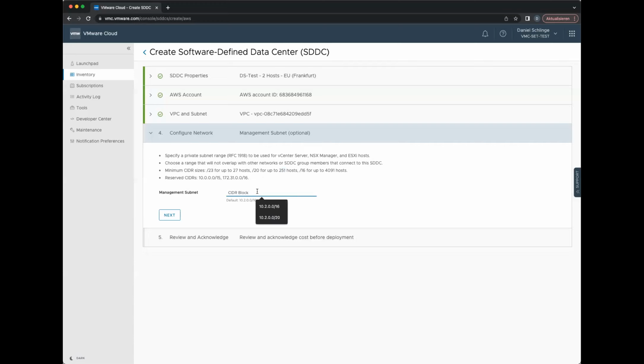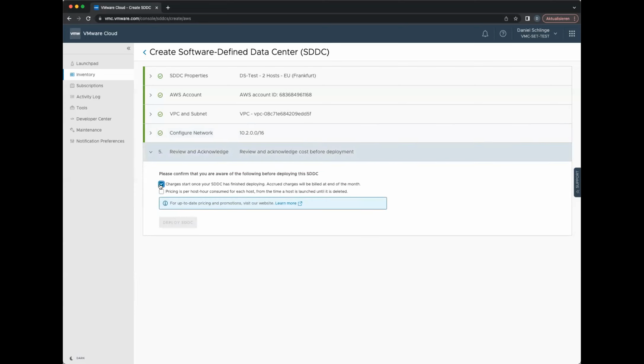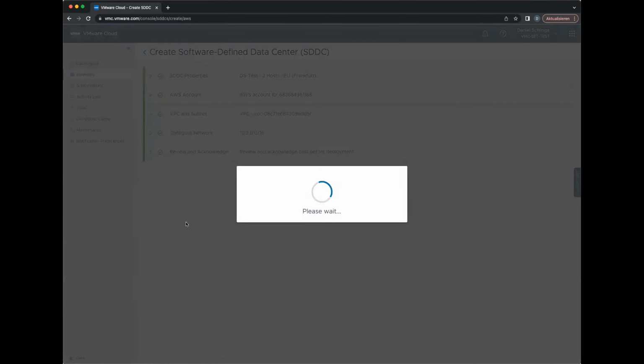So please take care that if you want to grow beyond 27 hosts, you need to set the next CIDR range. This management subnet is for the vCenter connectivity and NSX manager, as well as for the ESXi host in the cloud. So after this, we can click next and say, okay, this is now charging us, and deploy SDC.